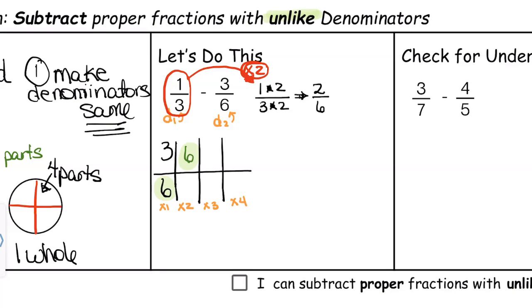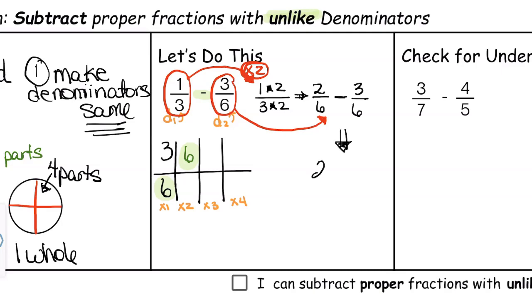Because we do not need to do anything to this second fraction, we just bring it over. Remember that this is a subtraction problem, so we bring the subtraction over as well, and then our 3/6. Now we have 2/6 minus 3/6, and we know how to work those out. That's just simple subtraction of proper fractions.